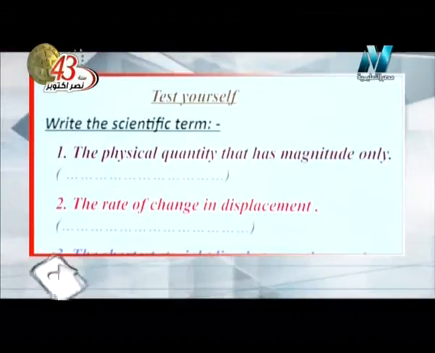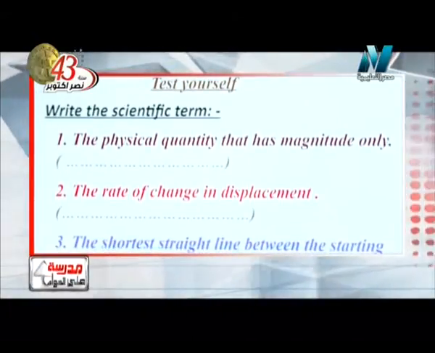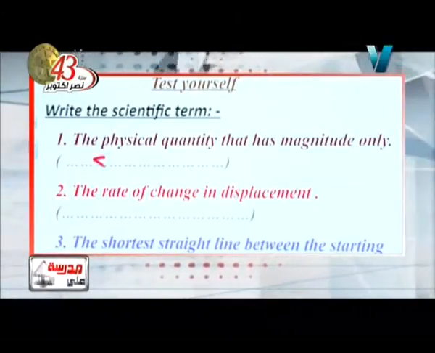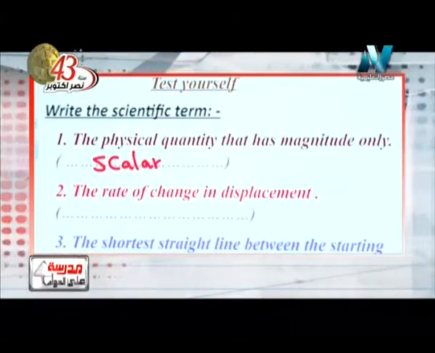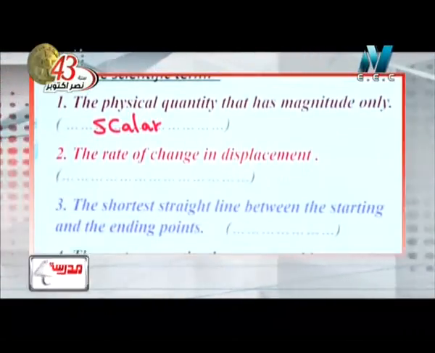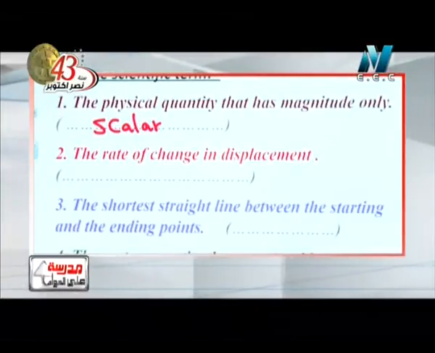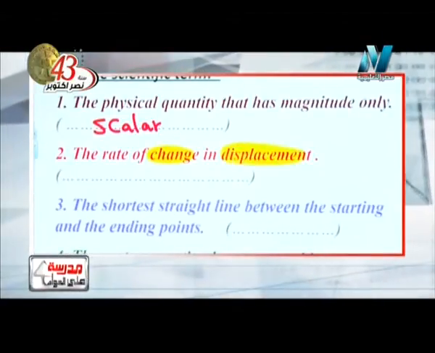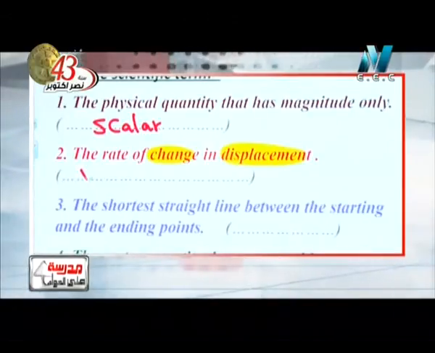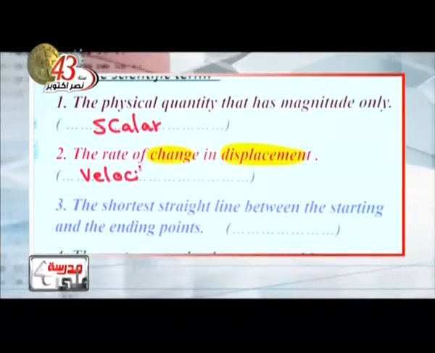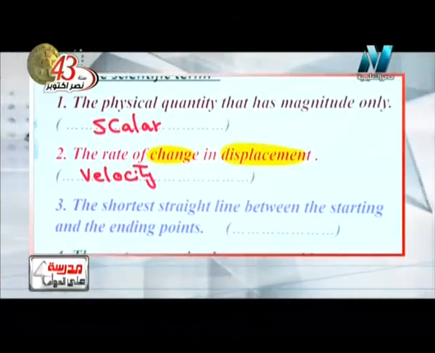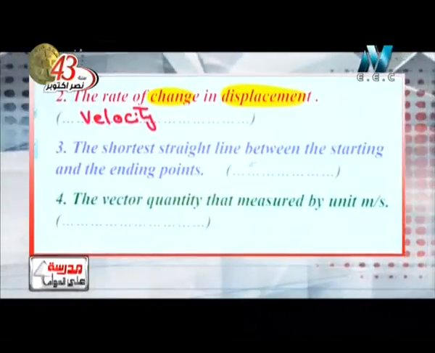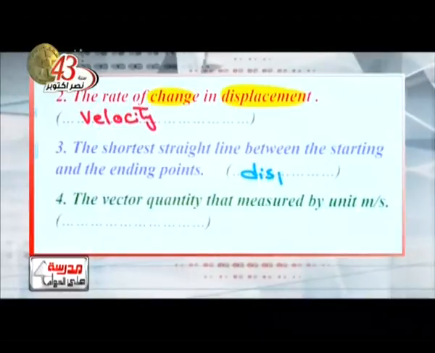As you see here, we have just a scientific term. Physical quantities that have magnitude only, as we studied before. We know what a scalar physical quantity is. And here we have the rate of change in displacement. Pay attention, don't let it fool you. It says change in displacement, meaning displacement is changing. So what is it talking about? Yes, velocity. Rate of change of displacement. Rate here is like saying time. Number 3: short straight line between starting and ending point. As we have here, we talk about displacement.